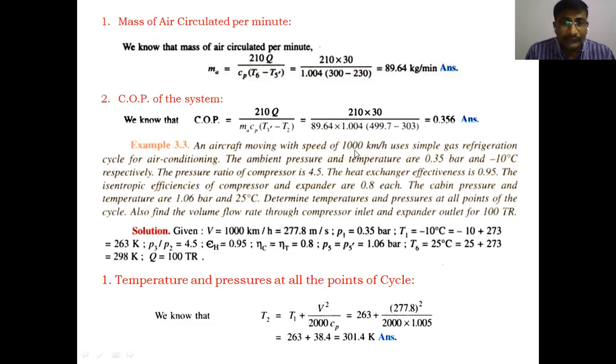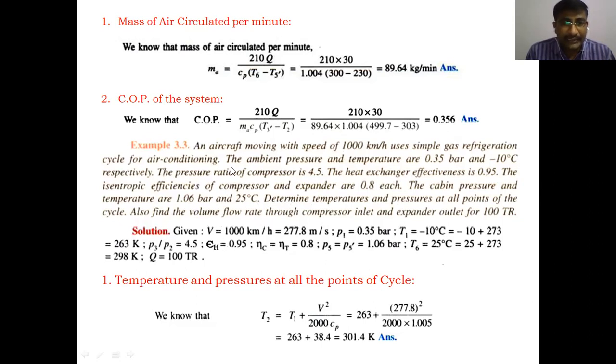The velocity of aircraft is given and the ambient conditions are given. The pressure ratio across the compressor, effectiveness of the heat exchanger, then isentropic efficiencies of the turbine and compressor, the cabin pressure, the cabin conditions, and the cooling load in the cabin to be maintained, that is 100 tons of refrigeration. Okay, students, let us write the data.